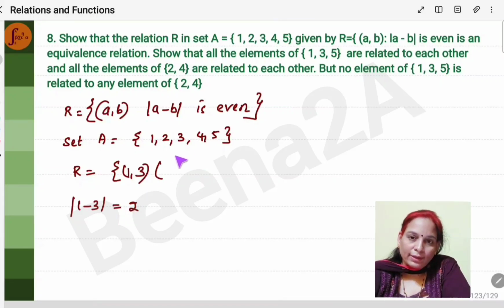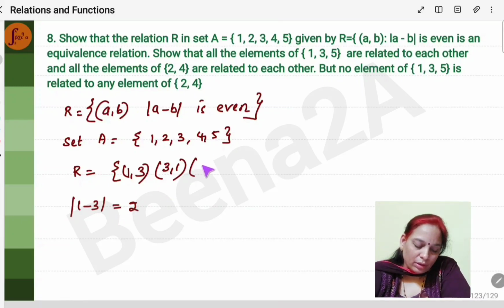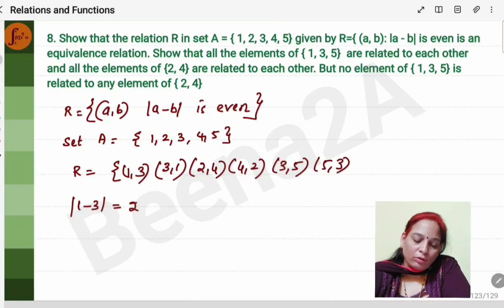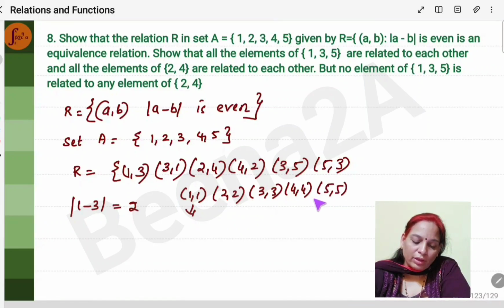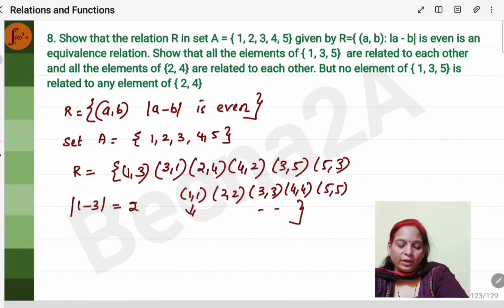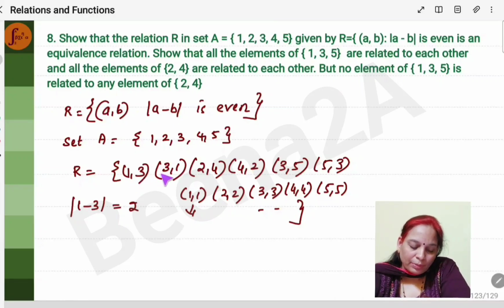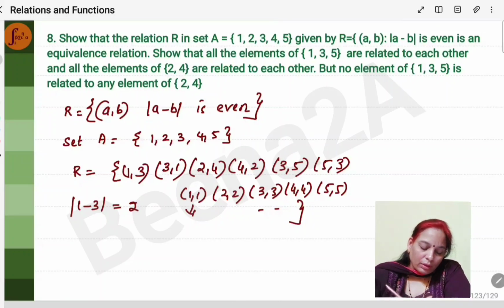Then I can also take 3 comma 1. The reverse I can also take. 3 minus 1 is 2. Then I can take 2 comma 4, 4 comma 2, 3 comma 5, 5 comma 3. I can also take the same numbers, 1 comma 1, because 1 minus 1 is 0 and 0 is even. Also 2 comma 2, 3 comma 3, 4 comma 4 and 5 comma 5. We could have some more combinations. If you subtract any of these numbers, you're going to get an even number. So now we'll have to check if it's reflexive, symmetric and transitive.